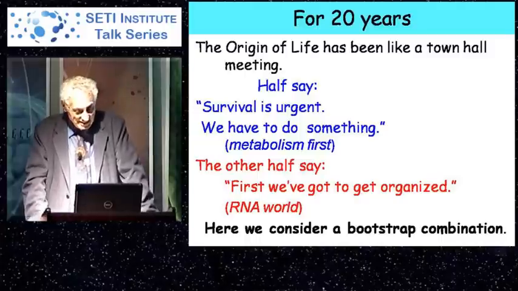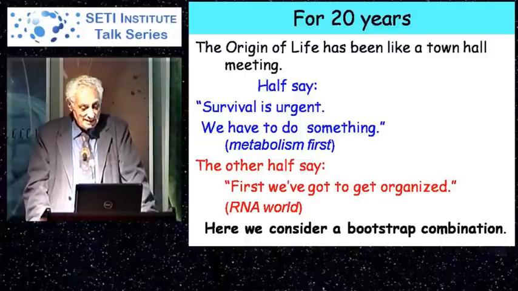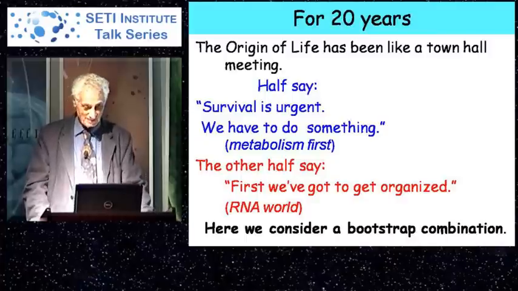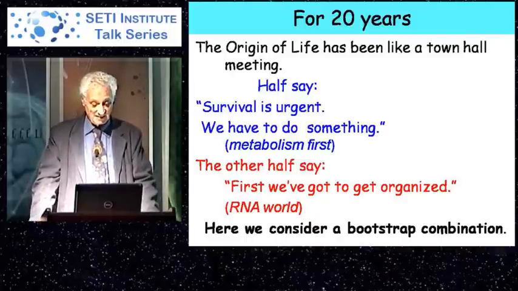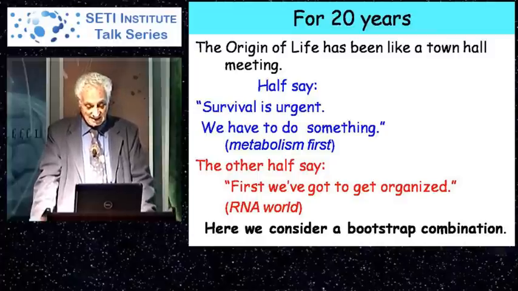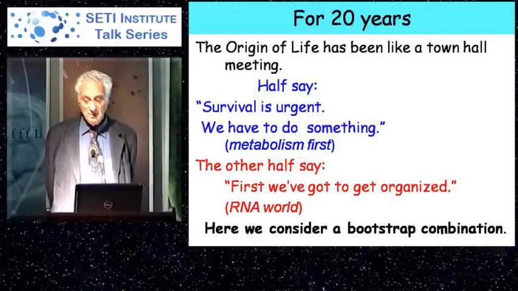So for 20 years, the origin of life has been like a town hall meeting, and half say, survival is urgent, we have to do something. And those people are called metabolism first. And the other half say, first we've got to get organized, and they're the RNA world. And here we're going to consider a bootstrap combination.